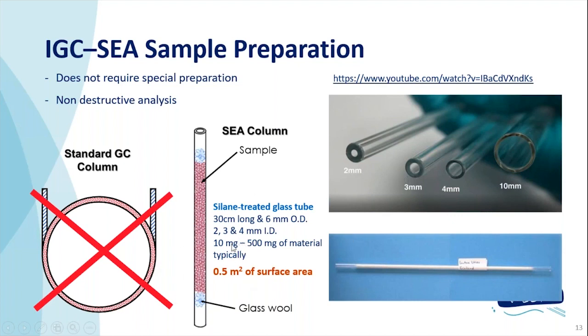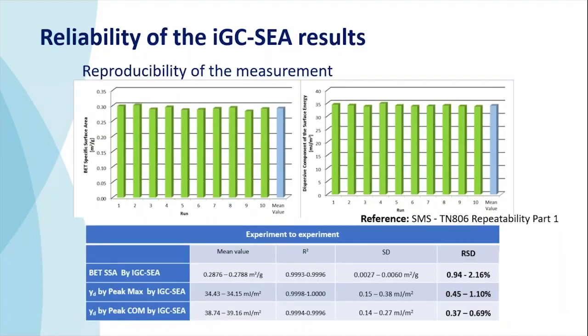Typically, you maybe want to put in between 10 and 500 milligrams of sample. The amount of sample will typically depend on how active that surface is and how much surface area is available. But normally it takes about 5 or 10 minutes to pack a column, load it into the system, and the instrument does all the measurements from there.